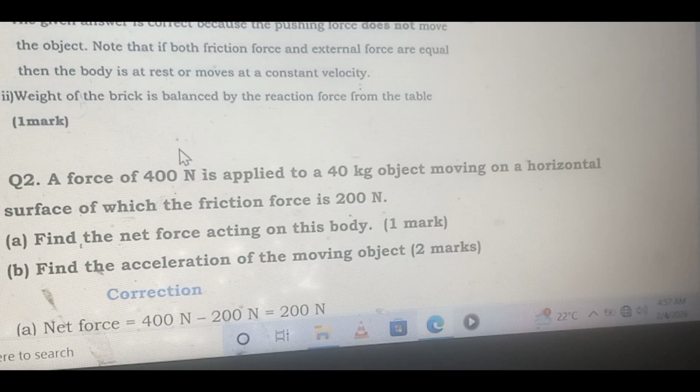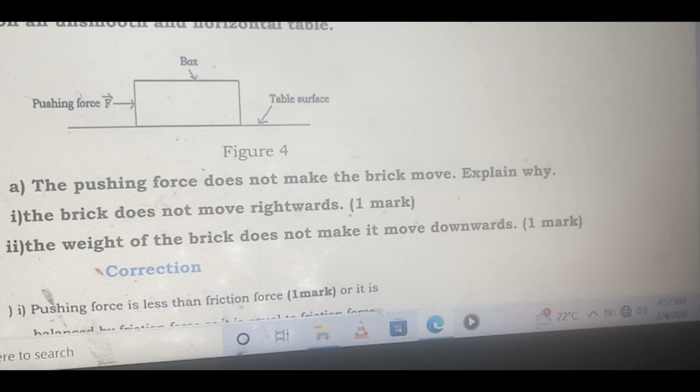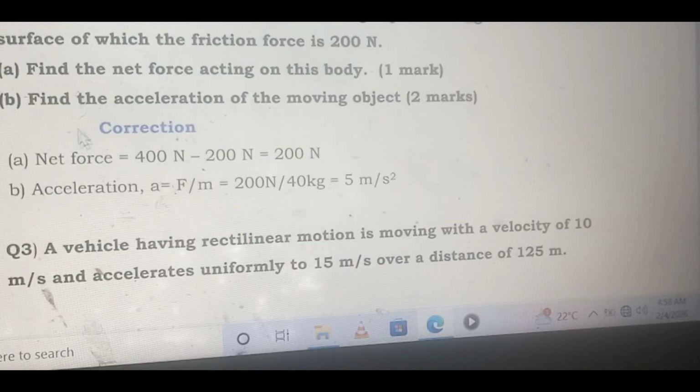Let's continue with question 2. In national examinations you see friction force asked like that, and also in this way on question 2. A force of 400 Newton is applied to a 40 kilogram object moving on a horizontal surface of which the friction force is 200 Newton. A. Find the net force acting on this body. B. Find the acceleration of the moving object.